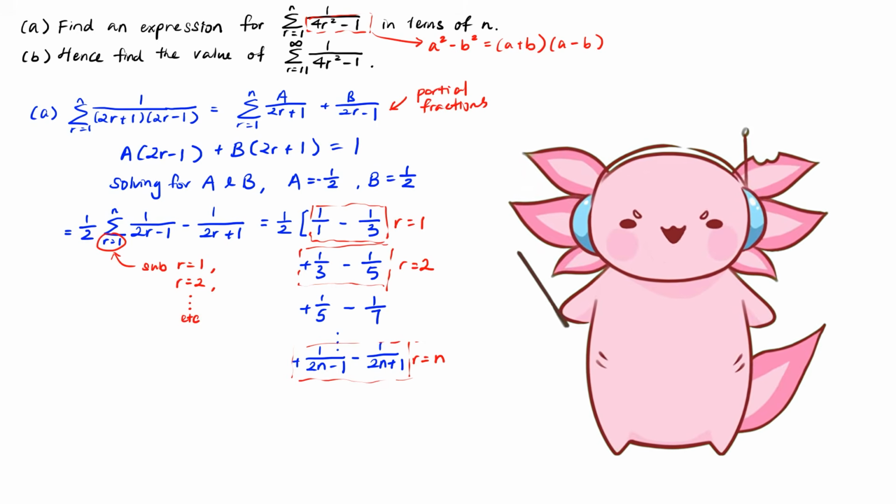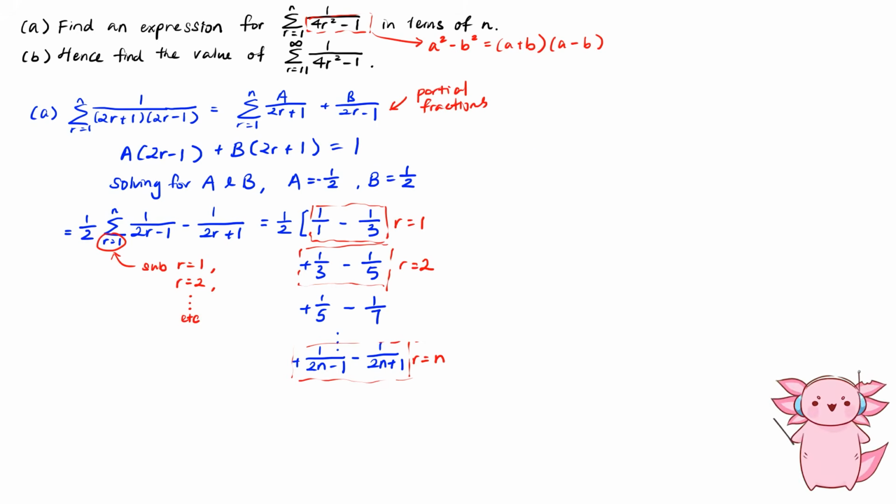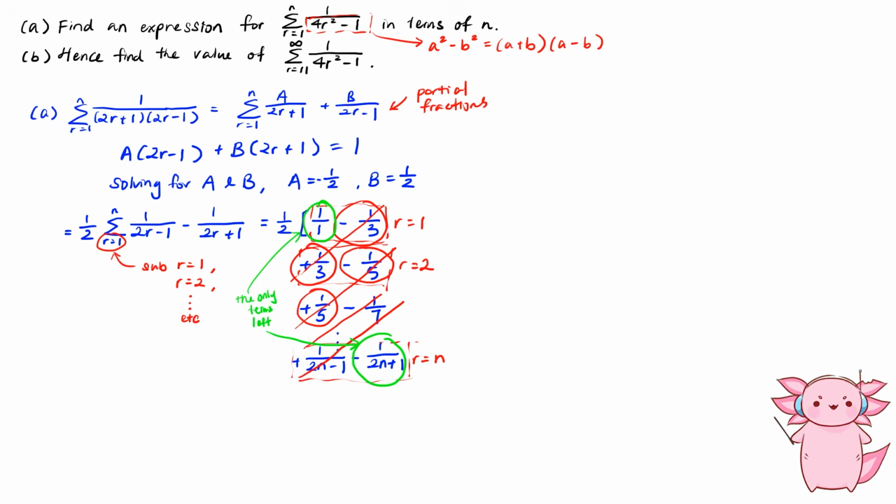Now, are you ready to see some magic? We can notice that this minus 1 over 3 here and this 1 over 3 cancel off. So do this minus 1 over 5 and this plus 1 over 5, and you start to notice a pattern. Everything on these diagonals over here will cancel off with each other until we are left with just two terms, 1 over here and -1 over 2n plus 1 over here, and that is our final answer. This is called the telescoping series, and I think it's one of the coolest things in math.